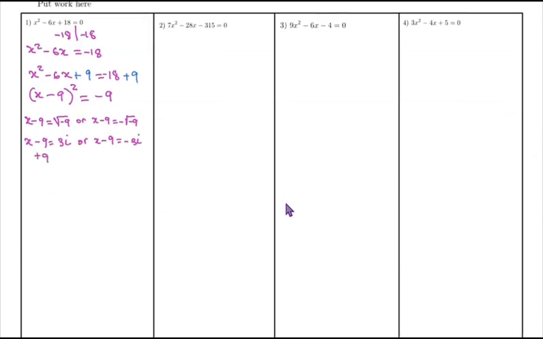We add 3 on both sides. x equals 3 plus 3i, or x equals 3 minus 3i. Solution set is 3 plus 3i, comma, 3 minus 3i.